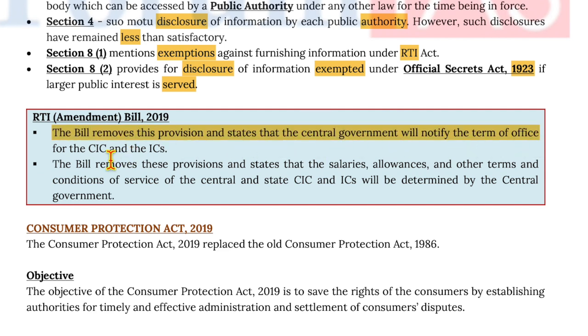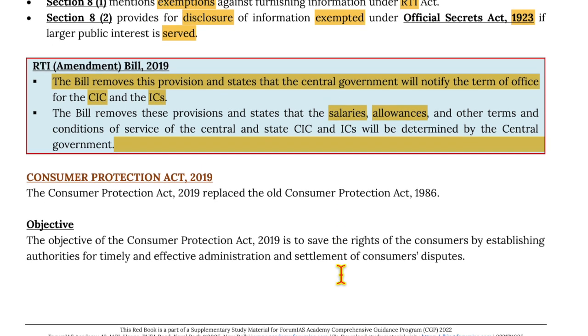Now, the bill removes these provisions and states that the salaries, allowances, and other terms and conditions of service of central and state CIC and ICs will be determined by the central government.